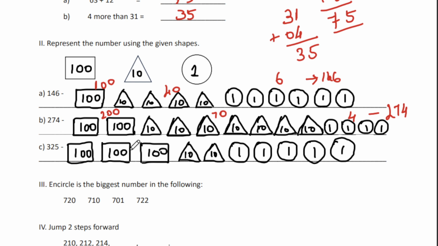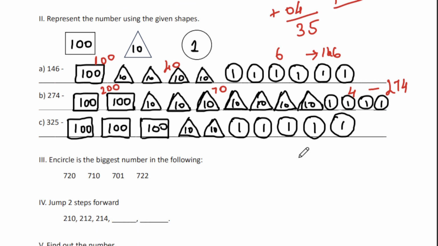Okay. So 300, which is equal to 300, and we have 2 tens, which is 20, and we have 5 ones, which is 5. So 300 plus 20 is 320. 320 plus 5 is 325. Okay. Next.